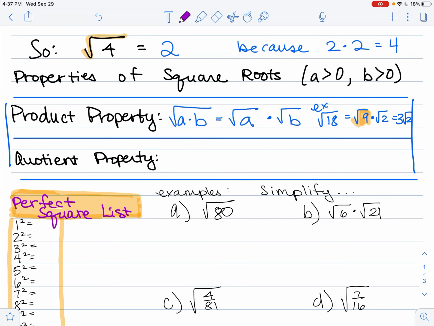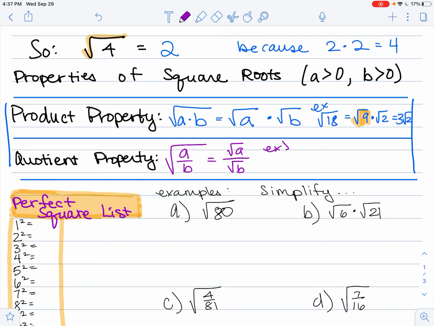The quotient property says that the square root of a over b can be rewritten as the square root of a separate from and divided by the square root of b. The only restriction here is that b cannot be 0, because if we take the square root of 0, it's going to be 0 on the bottom, and we can't have a 0 in the denominator.